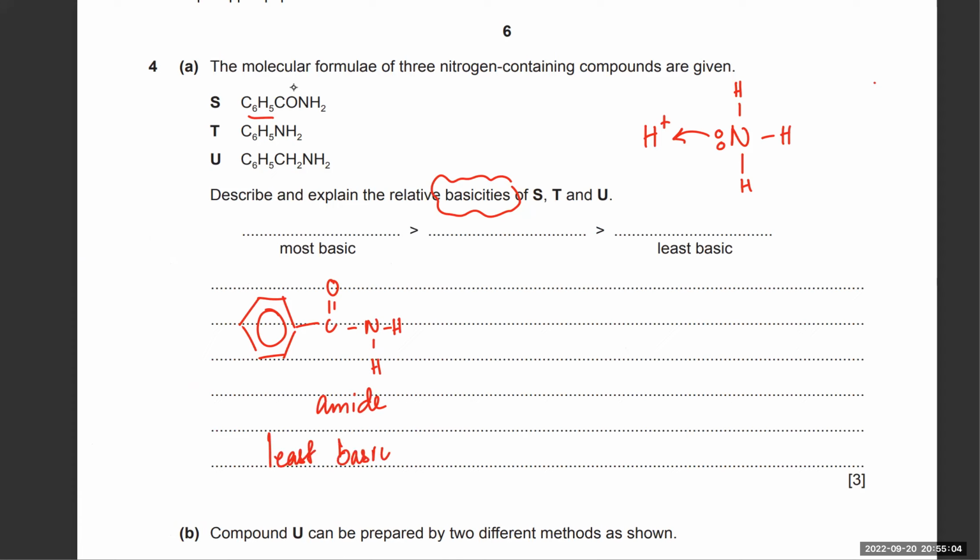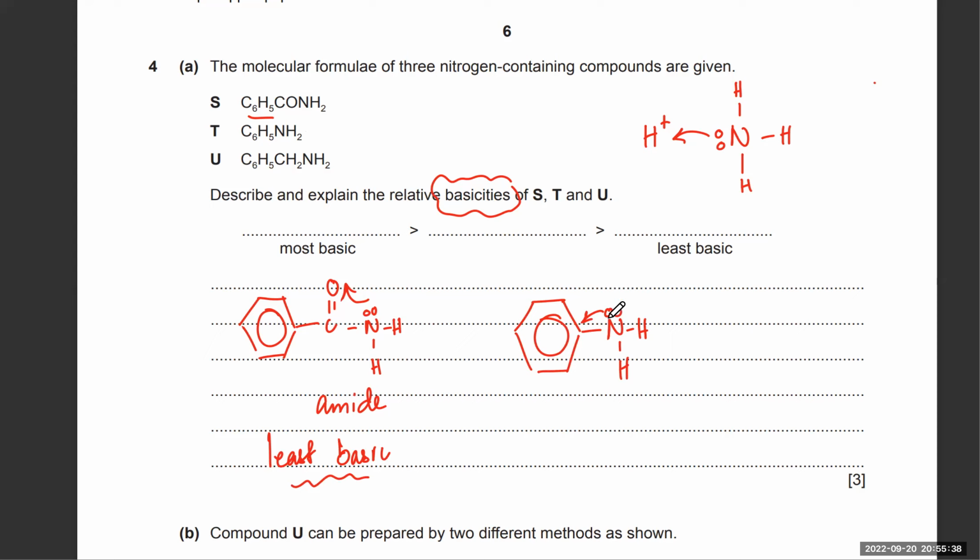That's the least basic, and you're going to explain the whole thing. The lone pair mixes with the C double bond O, overlaps with the pi electron cloud over here. Why? Because the oxygen over here is really electronegative, so it pulls the electrons. This one over here is your normal phenylamine. It's again C6H5, that's your benzene, and there's an NH2 attached right next to it. So this time the lone pair actually mixes with the benzene electron cloud. So this is the least basic.